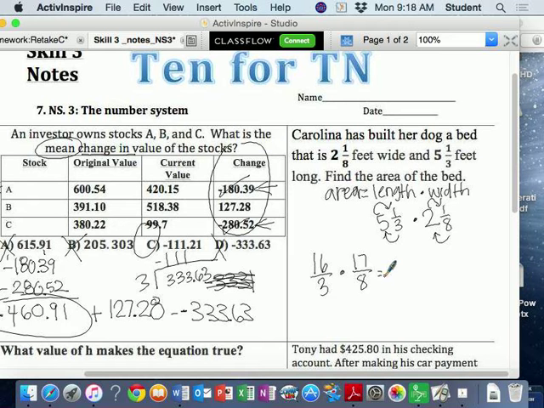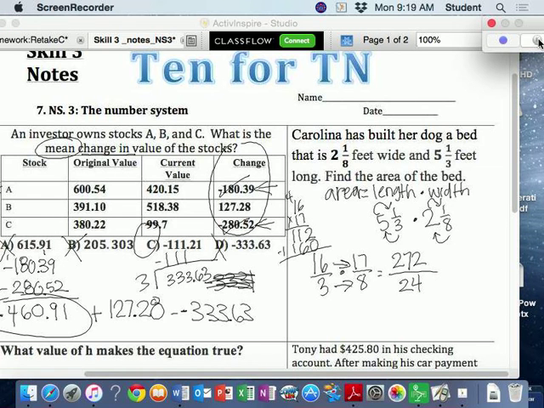Our rule for multiplying fractions is you just multiply straight across, numerator and denominator. So 16 times 17, let's come up here and do that. What's 7 times 6? 42. 7 times 1 plus 4 is 11. It's 272. So it's 272. Am I done? No. Now I need 3 times 8, which is 24.